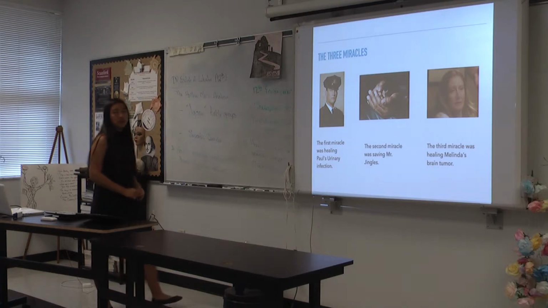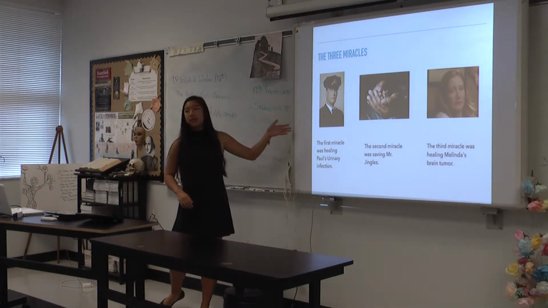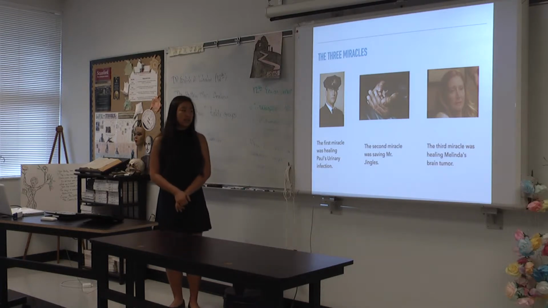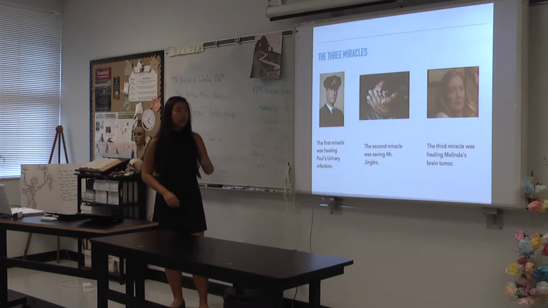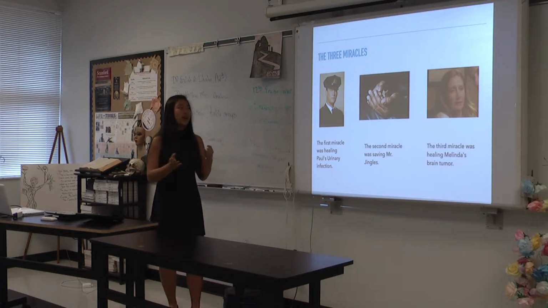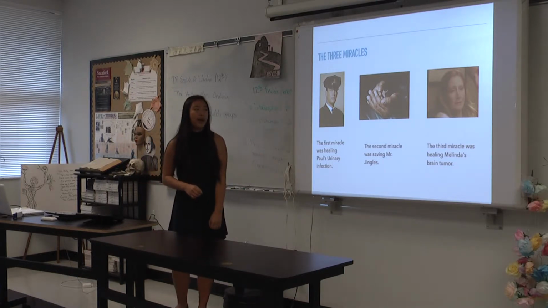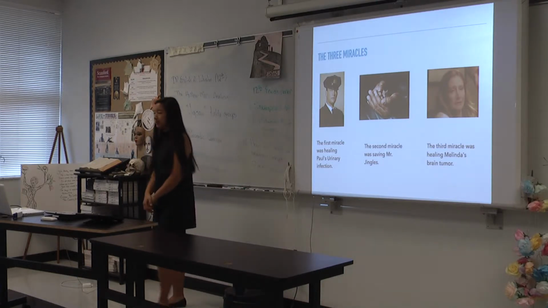There are also 3 miracles that John Coffey performs throughout the novel. The first miracle was when he healed Paul's urinary tract infection. The second miracle was when he saved Mr. Jingles' life after Percy squashed him with a shoe. And finally, the third miracle was when he saved Hal Moore's wife, Melinda, by healing her brain tumor and taking away her cancer.